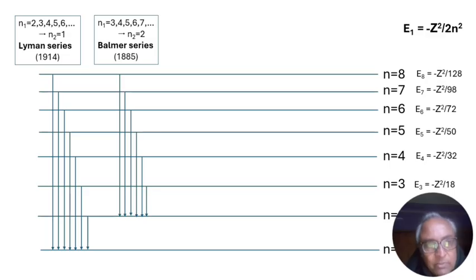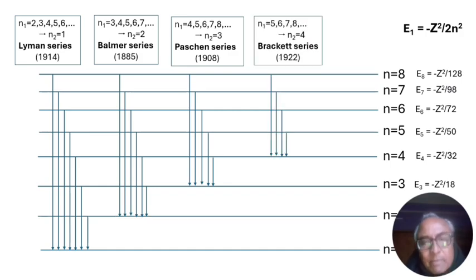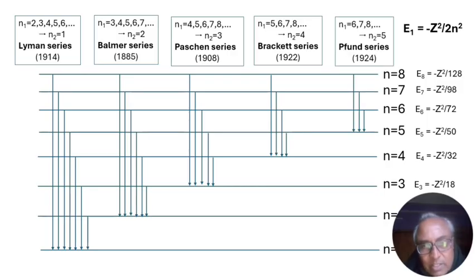For n1 equals 3, 4, 5, 6, and 7 onwards to n2 equals 2, we have the Balmer series, which we have already talked about, which was discovered in 1885. For n1 equals 4, 5, 6, 7, 8 to n2 equal to 3, we have the Paschen series, which was discovered in 1908. For n1 equals 5, 6, 7, 8 onwards to n2 equals 4, we have the Brackett series, which was discovered only in 1922. And finally, the Pfund series, which was discovered in 1924 as arising from transitions from n1 equals 6, 7, 8 to n2 equals 5.